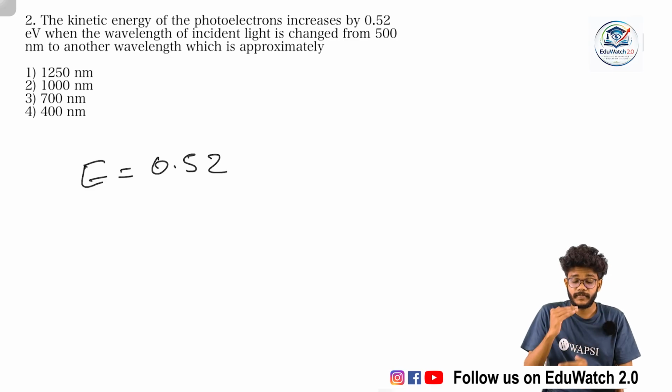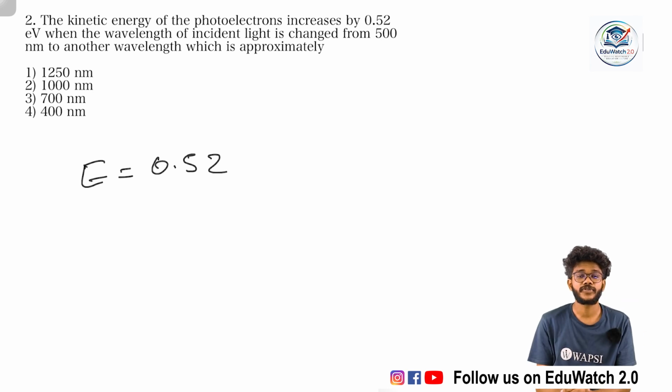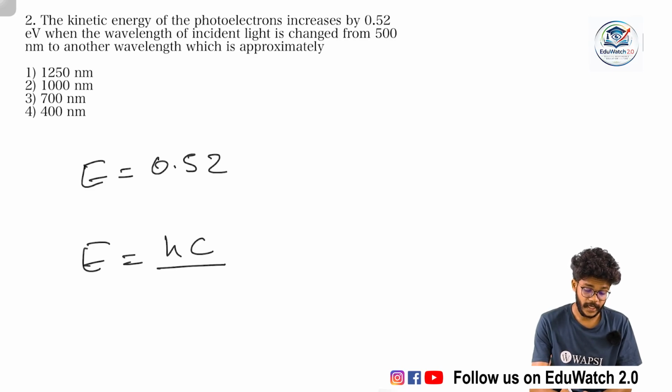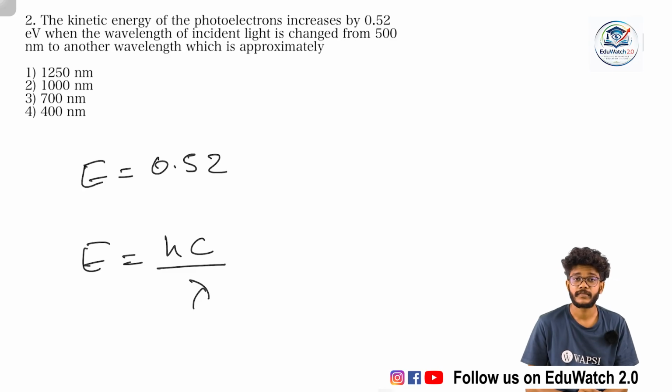What is meant by addition of energy? Energy is E equals h nu. That means energy is proportional to nu, the frequency, and energy is inversely proportional to lambda, the wavelength. So E equals hc by lambda. That means when lambda increases, energy will decrease. When energy increases, lambda will decrease. So when the question says that additional energy is given, the new wavelength should be less than 500 nanometer.